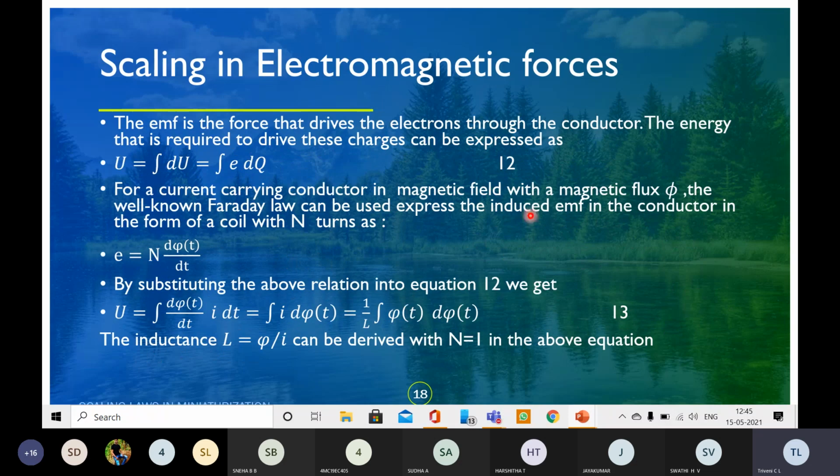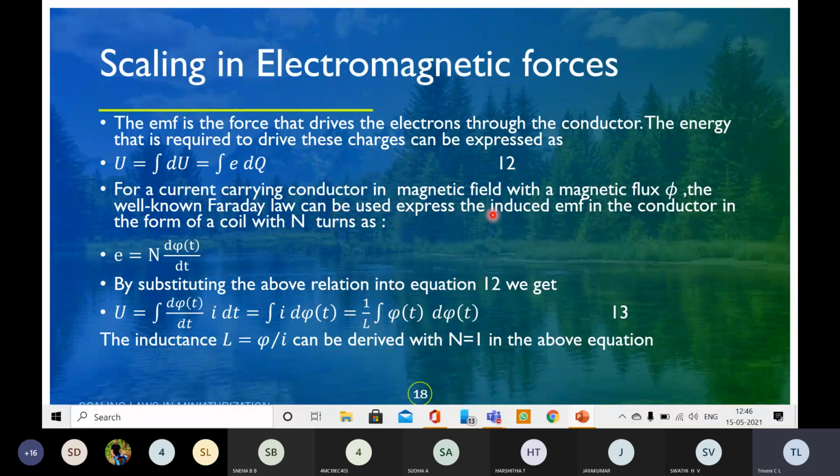Now let us calculate the electromagnetic force here. The EMF will drive the electrons through that conductor. When you allow current to pass through the conductor, then EMF is induced. The energy required to drive these charges, that is the electrons, through the conductor is represented by U, where U is the integral of E into dq. That is the force that is induced when the current is being carried.